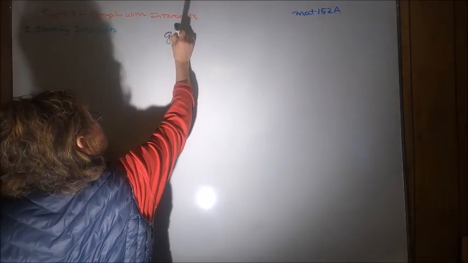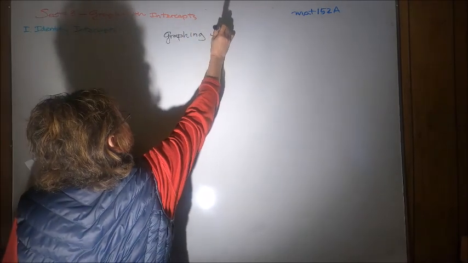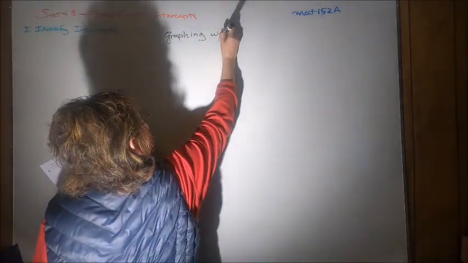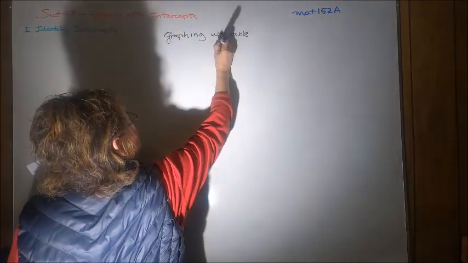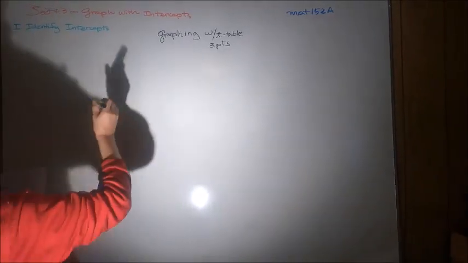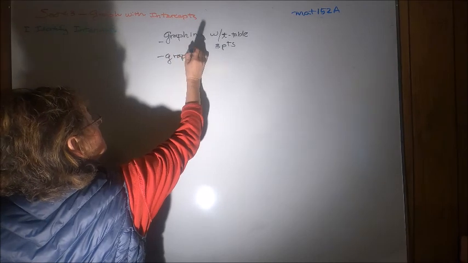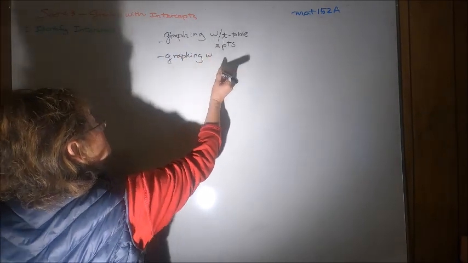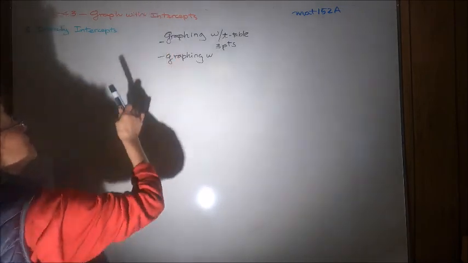For the last section, 4.2, we were graphing a line, graphing with what? A t-table, right? With how many points? 3 points, right? So now we are going to graph with special points called what? Intercepts.